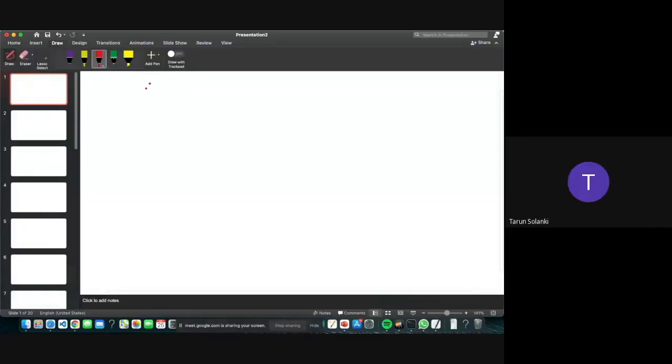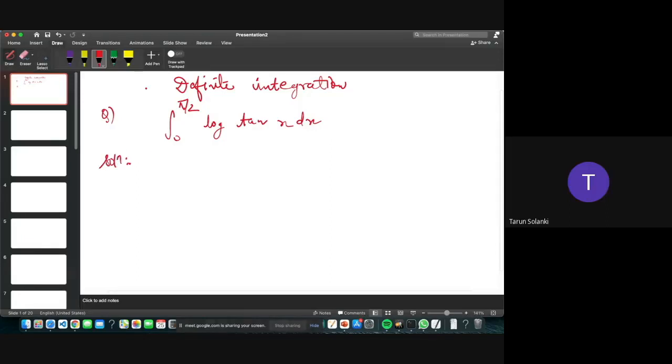Hello students. In the definite integrals, we will be taking more questions, so you will get better. Let us take more examples. Let me write it here as we are talking about definite integration. The question is the integral from 0 to pi by 2 of log tan x dx. Let us solve this.